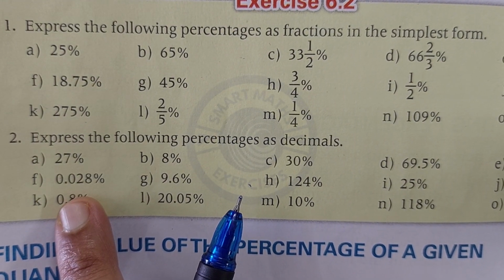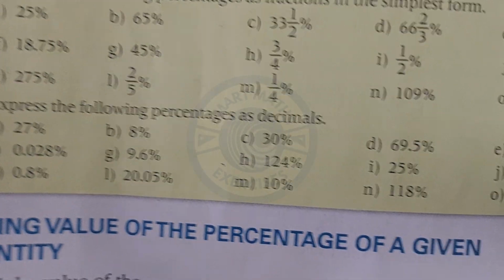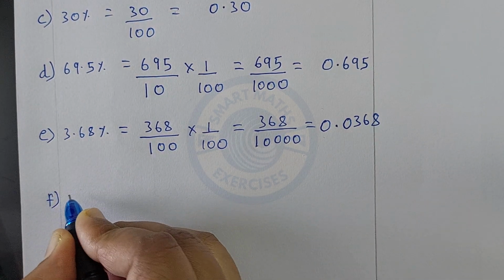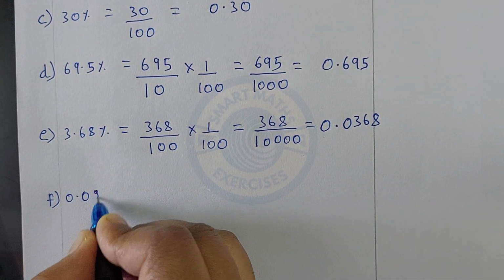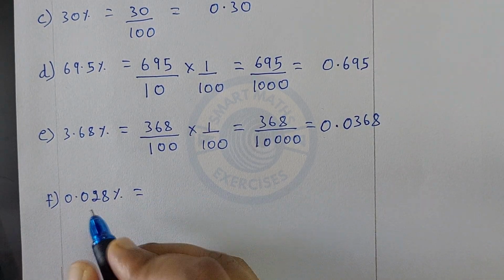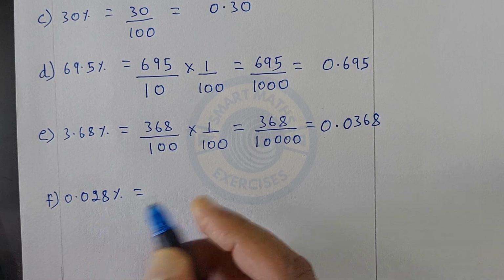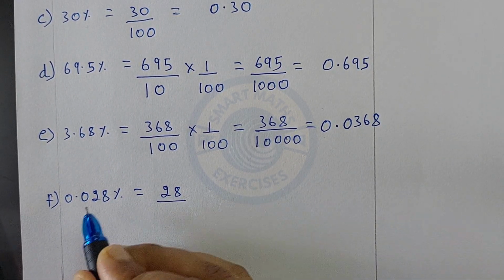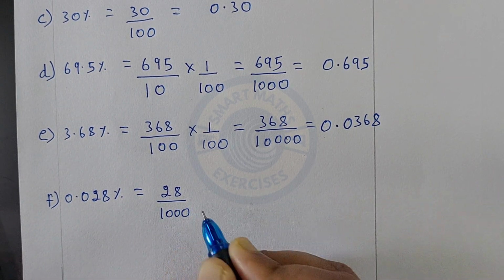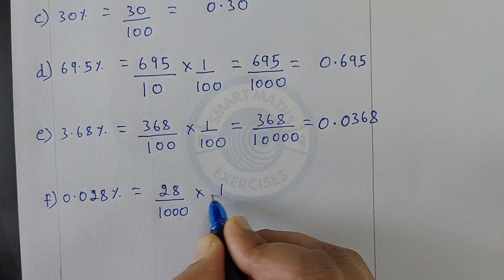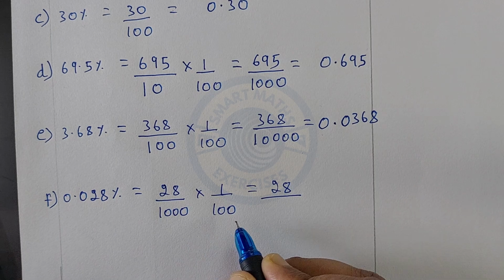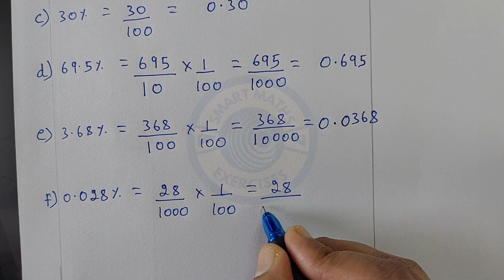Next question, F, 0.028%. First, convert this decimal number into fraction. We have zeros here, so only write 28. 28 by how many numbers after decimal point? 3. 1, 2, 3. So add 3 zeros into 1 by 100. Multiply 28 ones are 28 by 1000 into 100. 1 lakh.